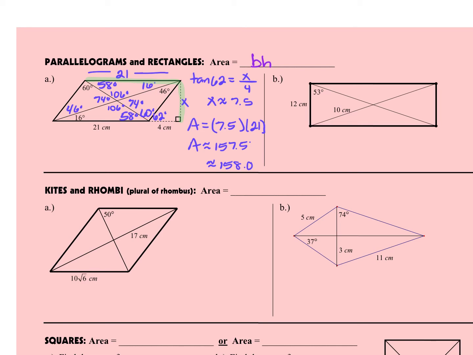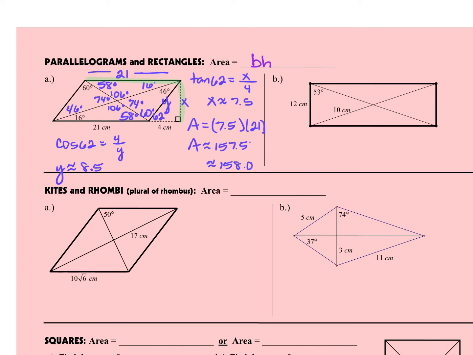The next thing that we want to do is find this piece right here so that we could find the perimeter of our parallelogram. So I'm going to call that piece y. And I'm going to do some trigonometry again. This time I'm going to do the cosine of 62 is going to be 4 over y. That's going to give me a y value of approximately 8.5.